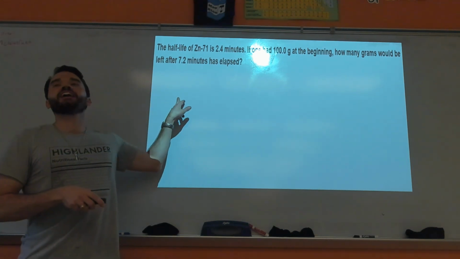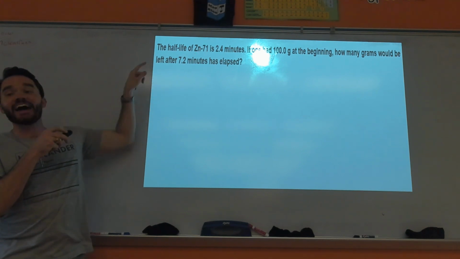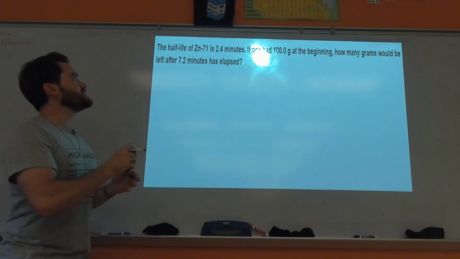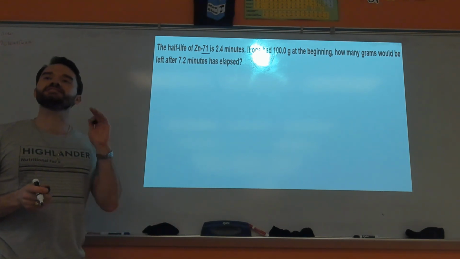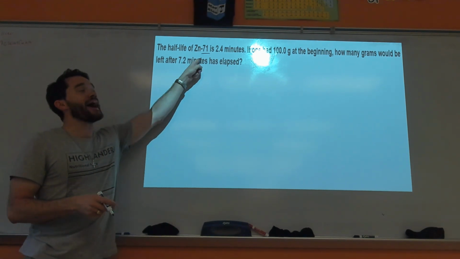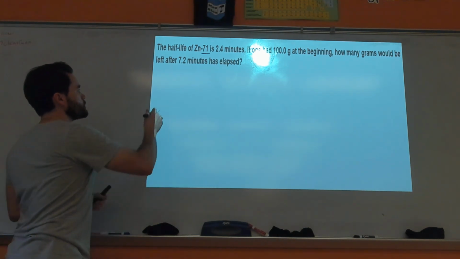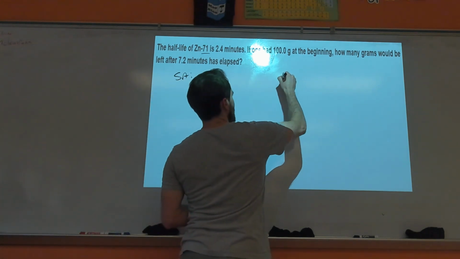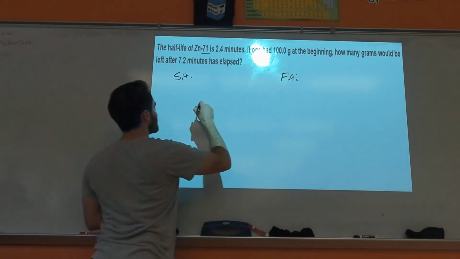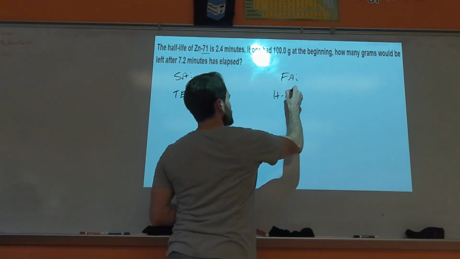So when you're looking at this half-life problem, when it says the half-life of zinc-71, you don't use this 71. That 71 is just saying that you have a zinc element that has a mass of 71. It's just the mass number, okay? Now get yourself organized with this information. I would get your starting amount, final amount, time elapsed, how much time has gone by, and then your half-life, okay?